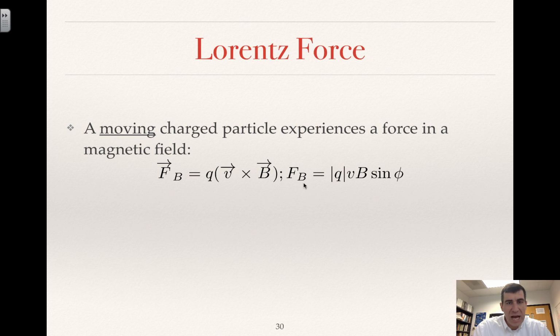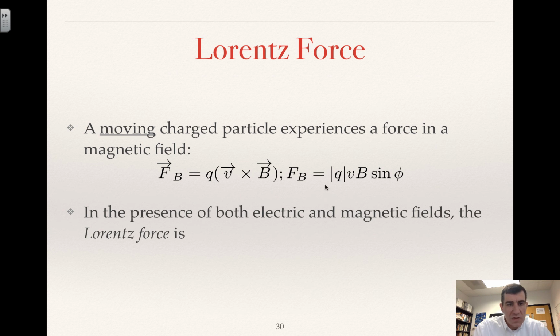Or if you think in terms of magnitude, if you remember how the cross product works, well, it's the magnitude of one times the magnitude of the other times the sine of the angle in between them. So QVB sine phi. In the presence of both, so let's say we have both electric and magnetic fields, then you'll feel a force from the electric field and a force from the magnetic field, and that's called the Lorentz force. And remember, for the electric field, the force is just the charge times the electric field, but then for the magnetic field, we have this V cross B.